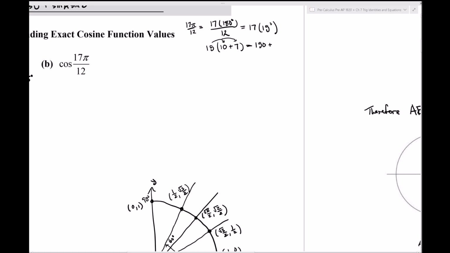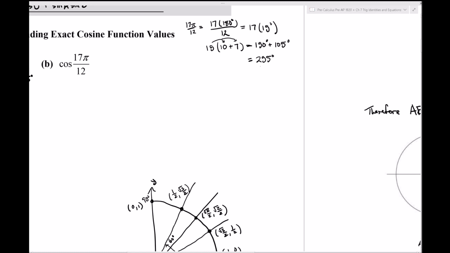Plus, now I got to figure out 15 times 7. So 15 times 7, I know 15 times 6 is 90, plus another 15 makes 7. 90 plus 15 is 105. These are in degrees. So 150 plus 105 is 255. So that took a while. 17 pi over 12 is equal to 255. That's because I'm trying to do all this by hand. But either way, that's what this is in degrees, which I might want to not write down just yet.